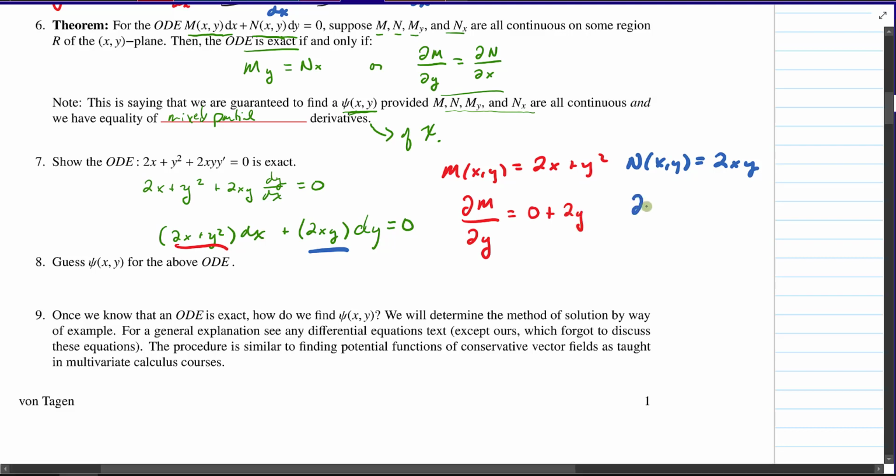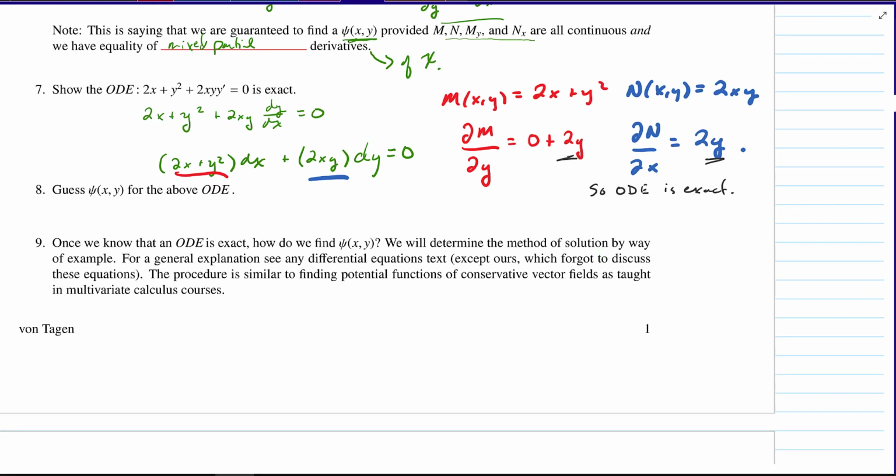Likewise, if I take the partial derivative of n now with respect to x, again, that's the opposite variable than what it had been grouped with, because we're checking for mixed partials of our original psi, then treating our x as a constant, the derivative of this would just be 2y. Notice that we have these two equal to each other, so the ODE is exact.